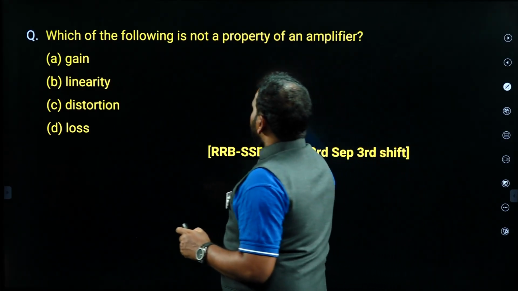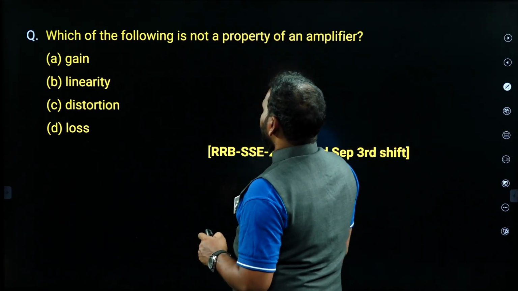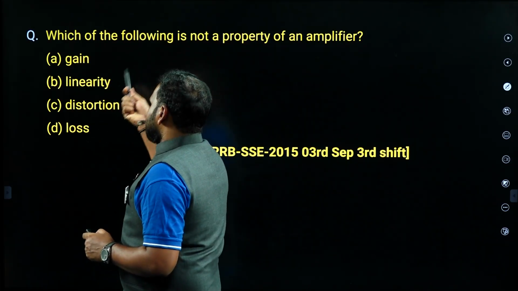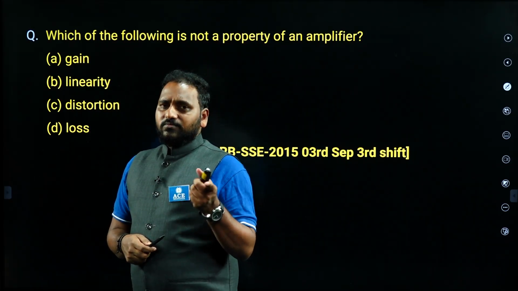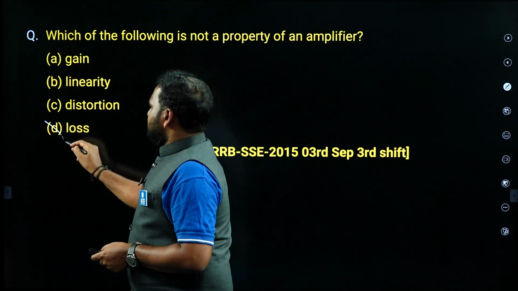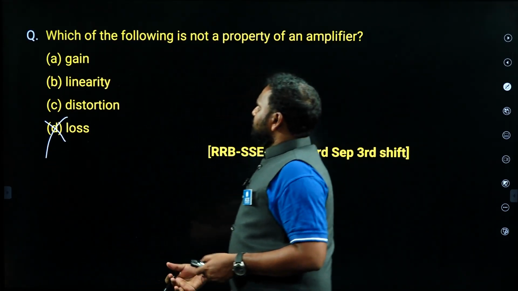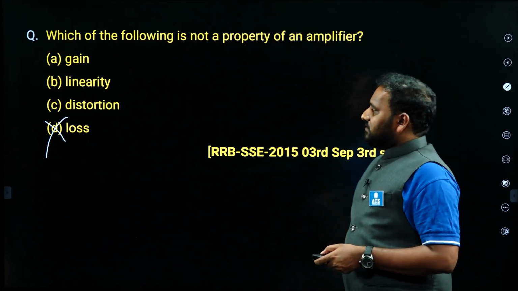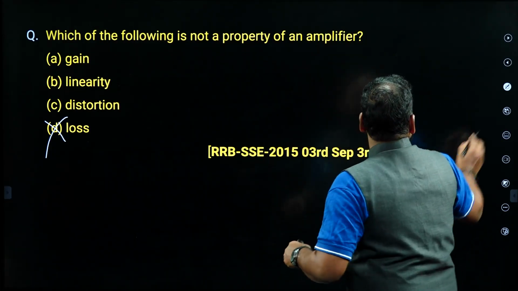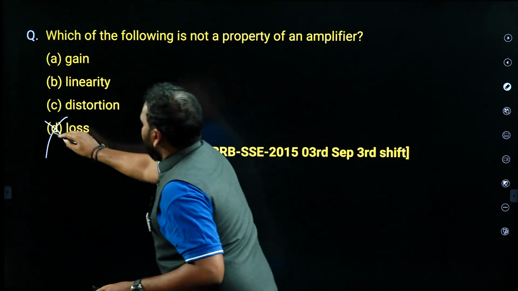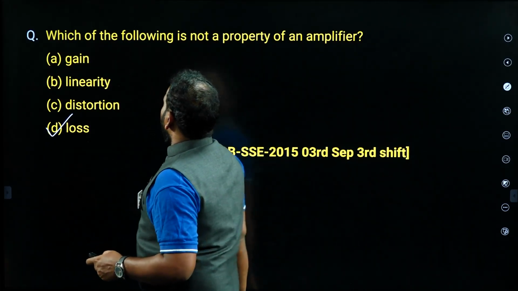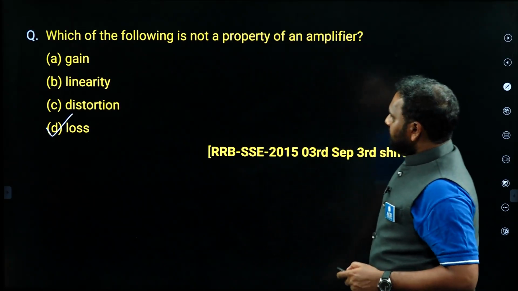right. Which of the following is not a property of an amplifier? Amplifier has the properties of gain, linearity, distortion also, nonlinear distortion, harmonic distortion. Loss does not belong to an amplifier. Maybe your transformer, maybe some other elements do not belong to an amplifier. So that means we have to select this option, okay. Right. D is the correct option.